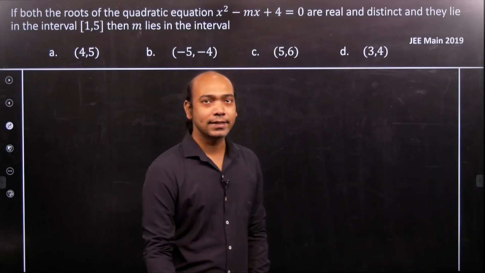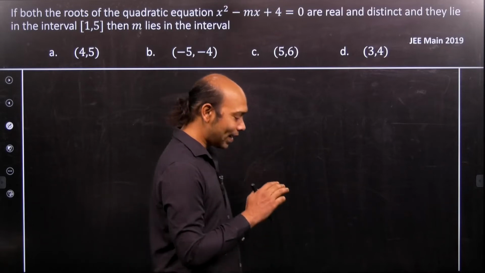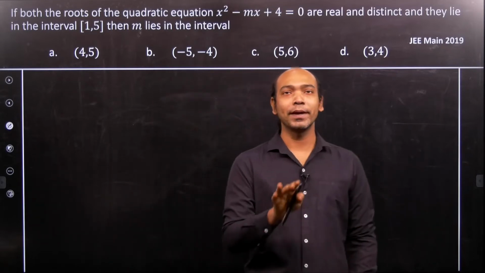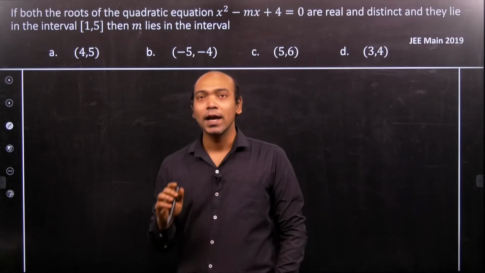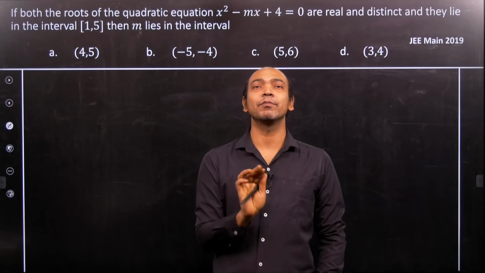Hi all. This is a problem regarding a quadratic equation, okay? It says that we have an equation of the form x square minus mx plus 4, and also states that the roots alpha and beta lie inside some given interval.